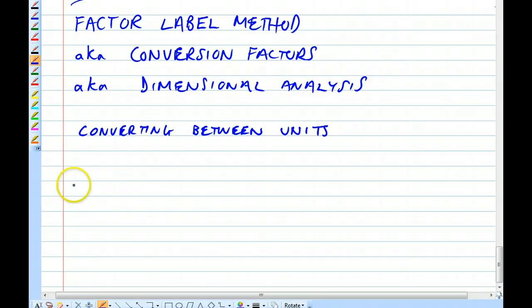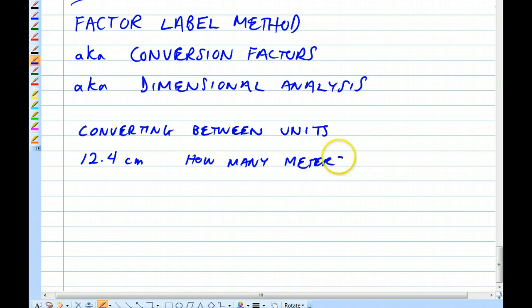Now I'm going to start just by showing you what I mean by this and how it works. So let's say I have a measurement, it's 12.4 centimeters, and I want to know how many meters that is. Well, the simple way is to just do the moving the decimal place thing, right? Figure out how many decimal places you have to move, and you can memorize that with the metric system. And that's fine, and if you're just doing a one-step conversion like this, I'd have no problem with that. But let me show you how to use what we call the factor label method.